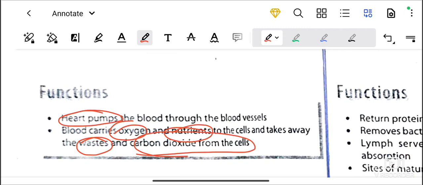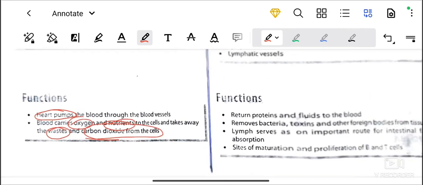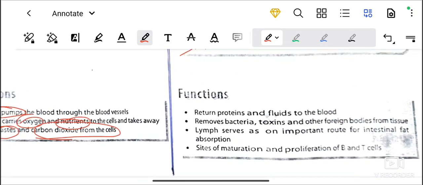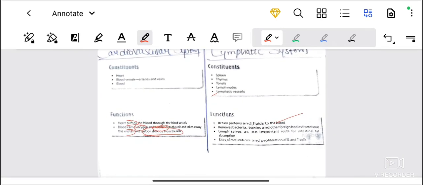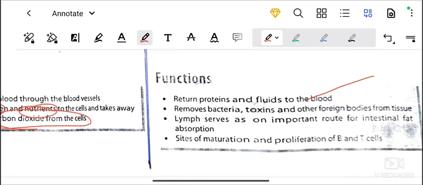This is the cyclic process of the function of the heart, or the function of the cardiovascular system. And next, the functions of the lymphatic system: return proteins and fluids to the blood, and remove bacteria, toxins and other foreign bodies from the tissues.